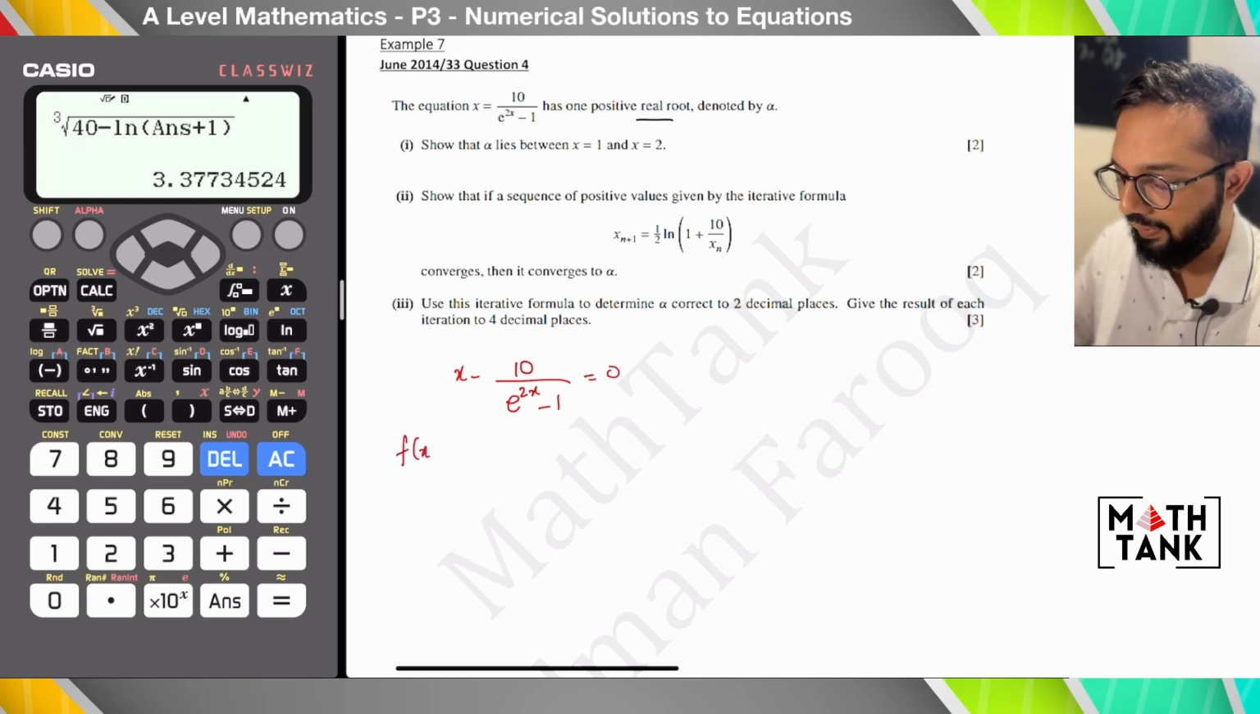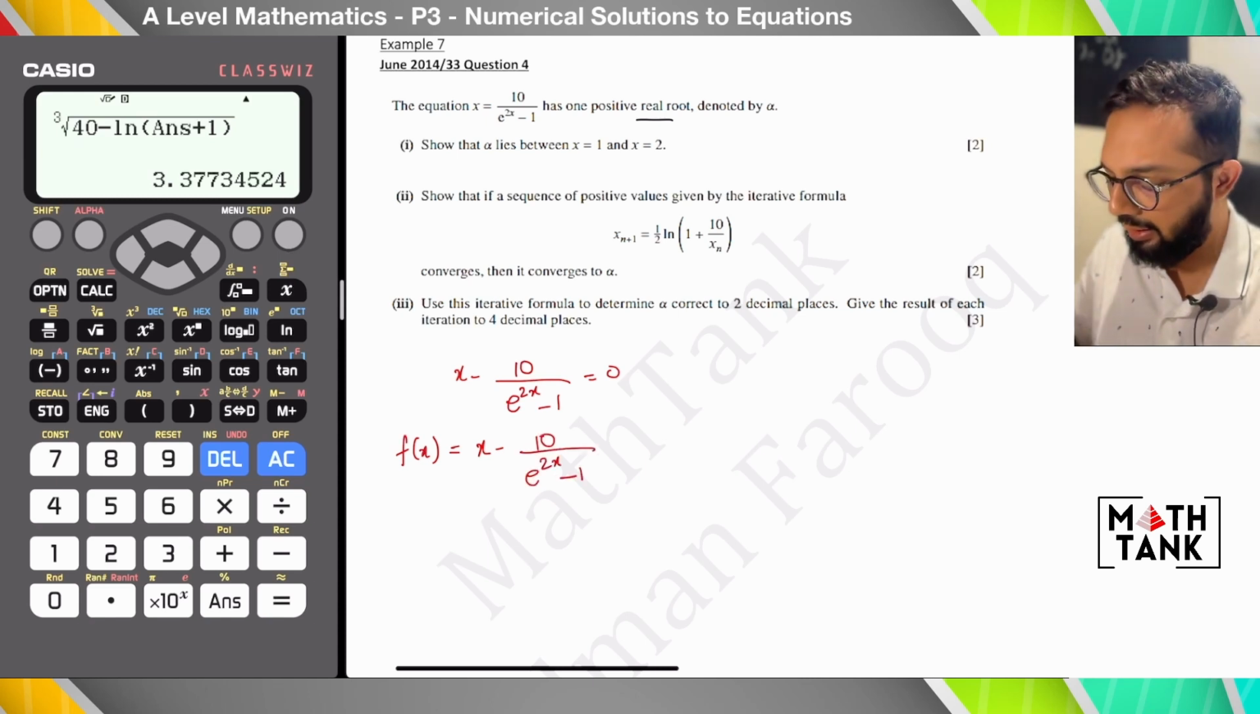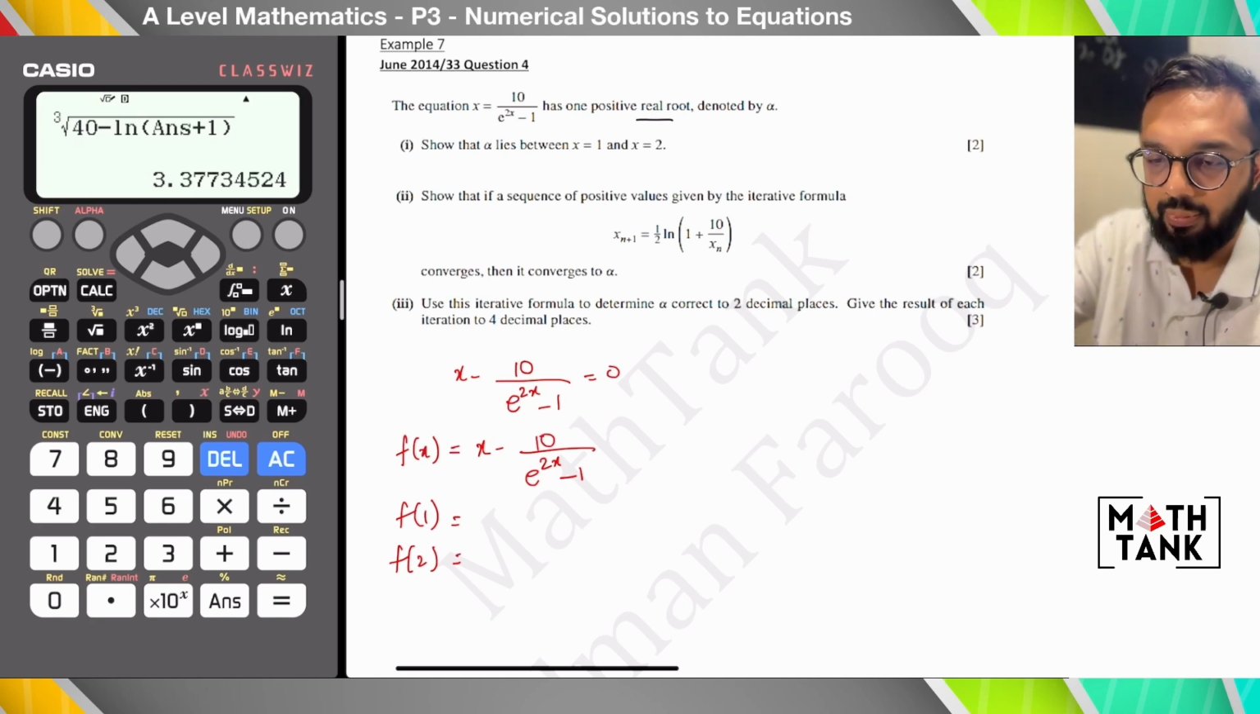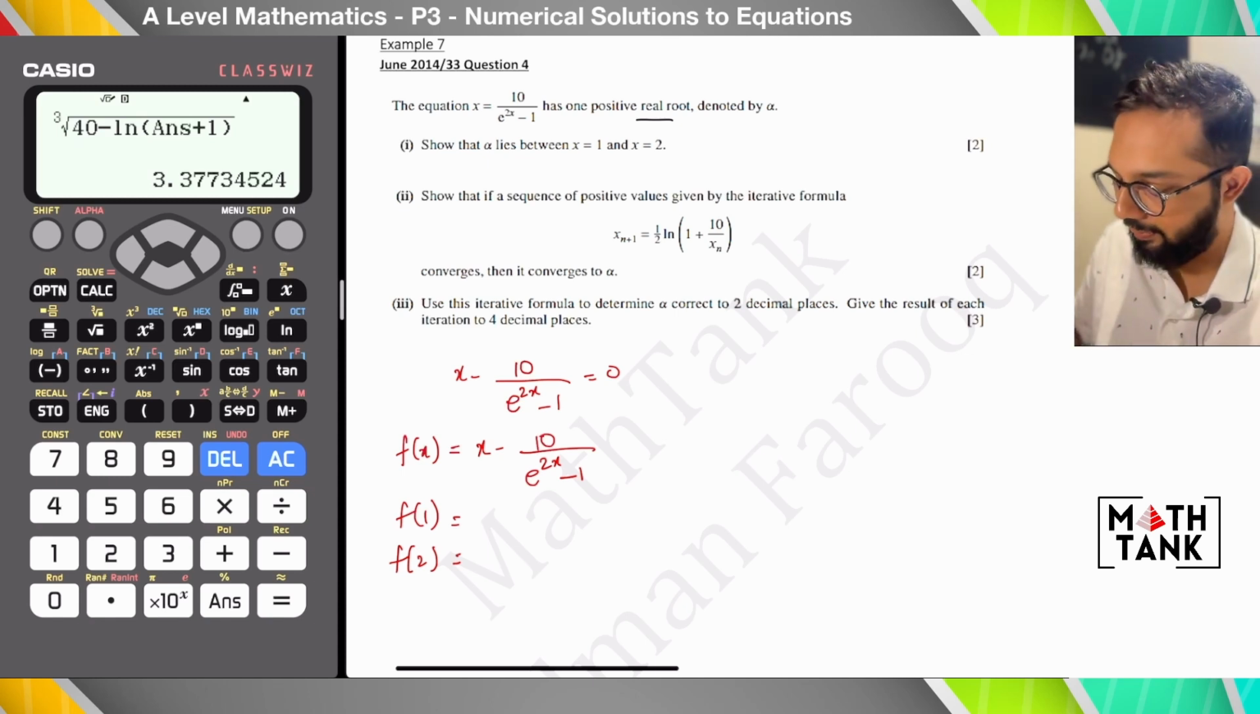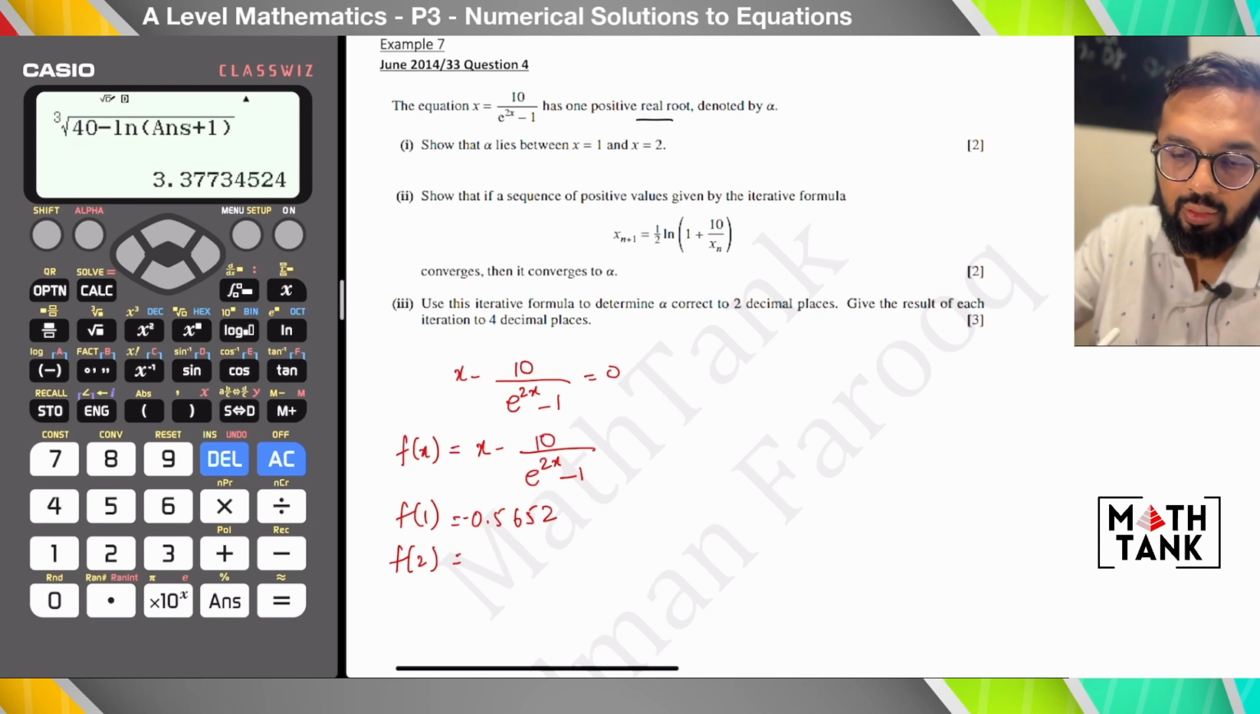I'm going to say that f of x equals x minus 10 over e power 2x minus 1. I could also cross multiply and do that. I can just simply say now that f of 1 and f of 2 are two values that I need to calculate. So I'm going to do that. 1 minus 10 over e power 2 minus 1, and that gives me minus 0.5652.